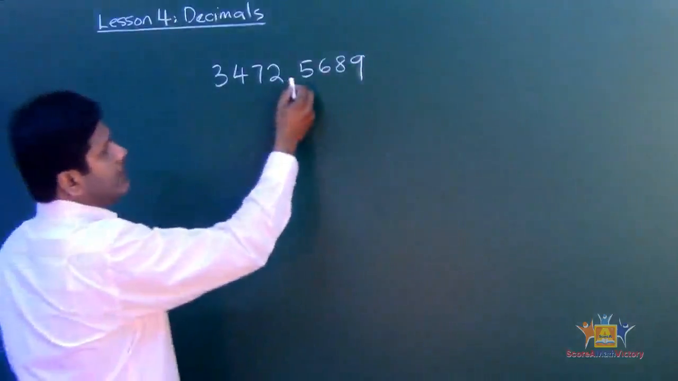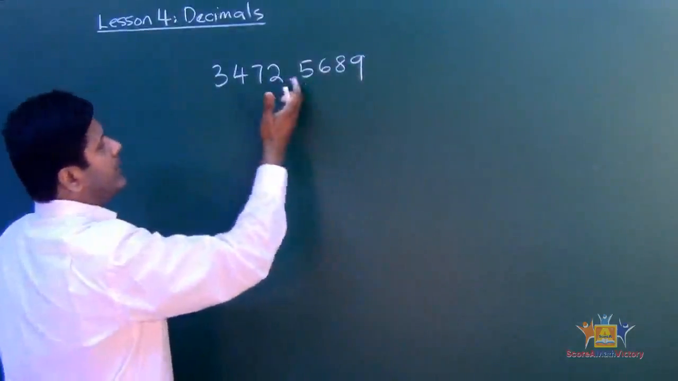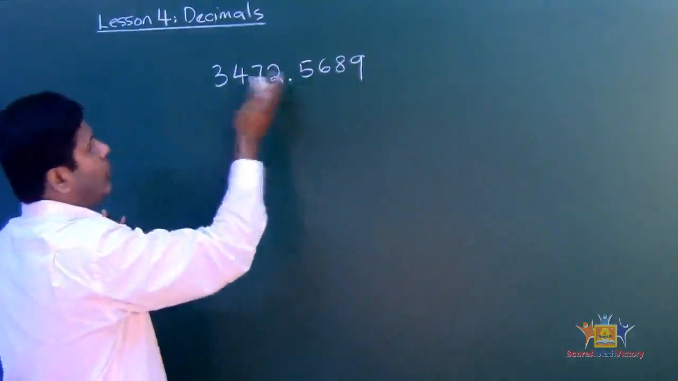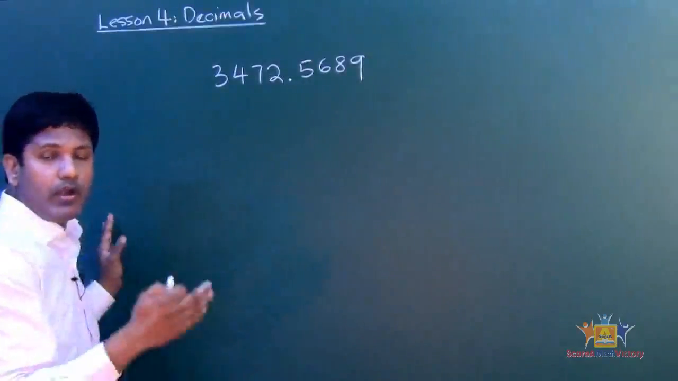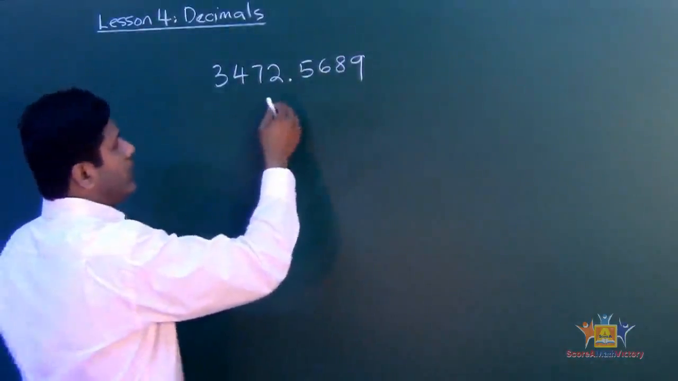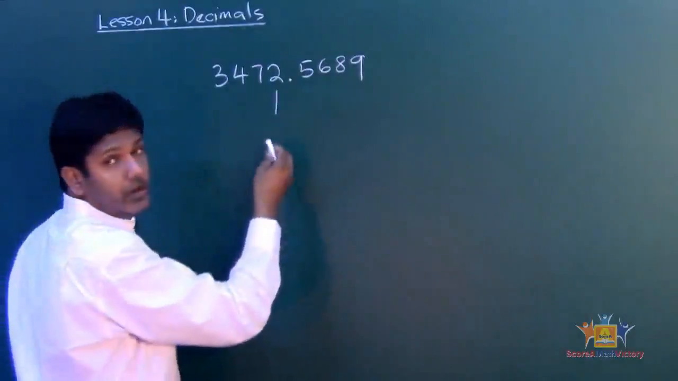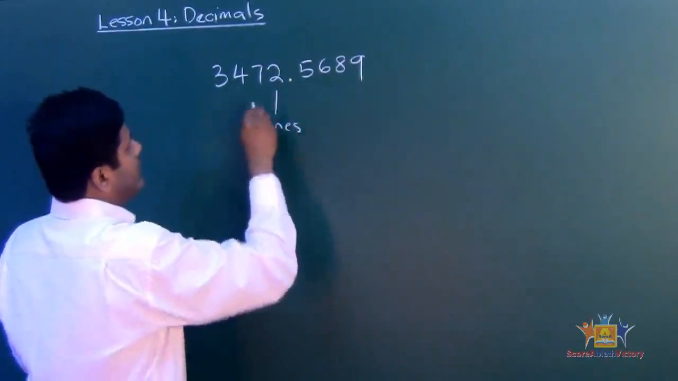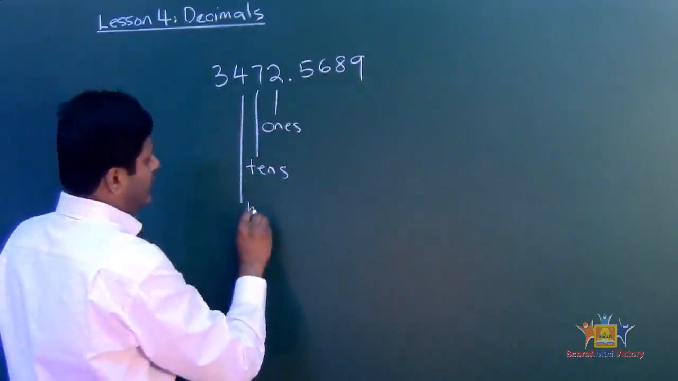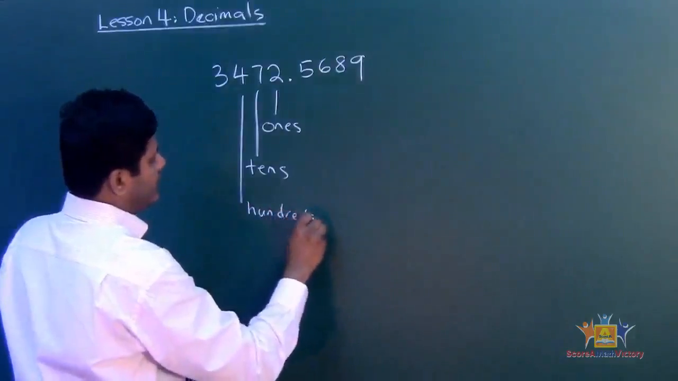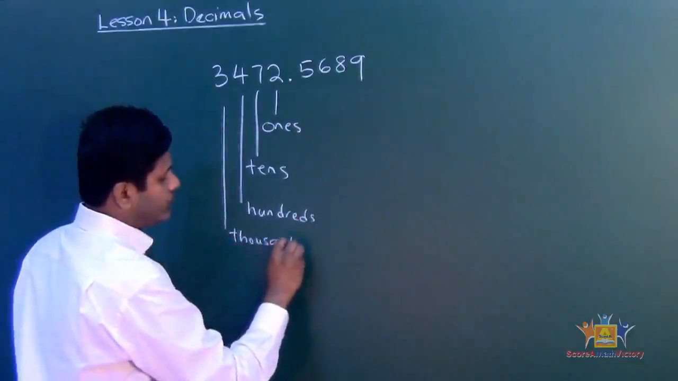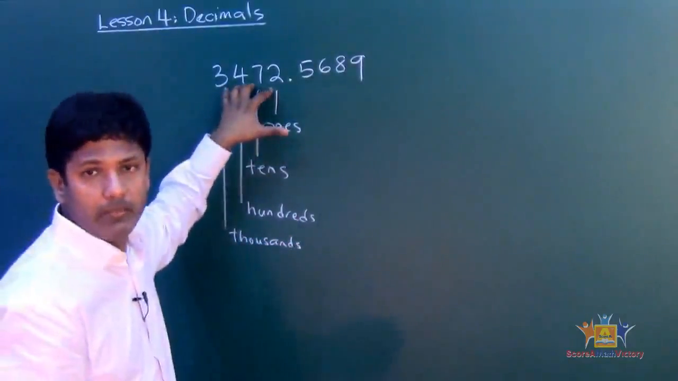Now, this decimal point is the balancing point between the decimal numbers and the whole numbers. Let's review what we learned from our whole numbers. Let's put place values for the whole numbers. This is the ones family, this one is the tens family, this one is the hundreds family, and this one is the thousands family.